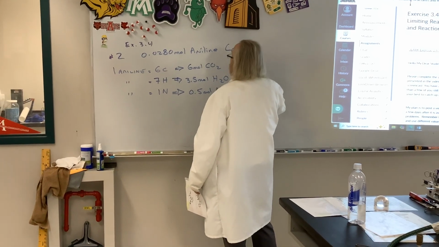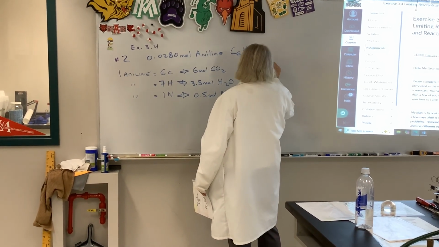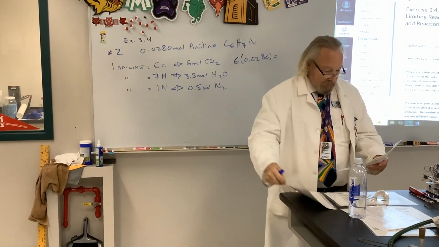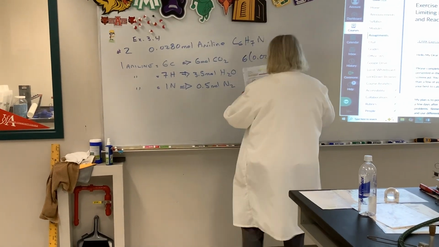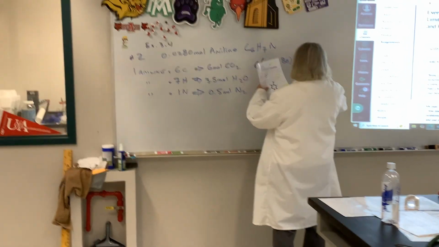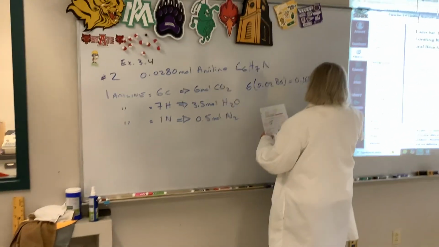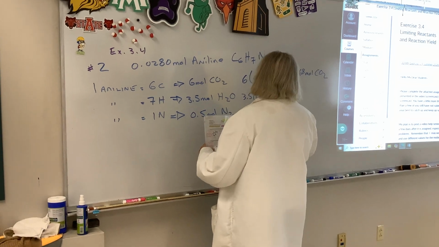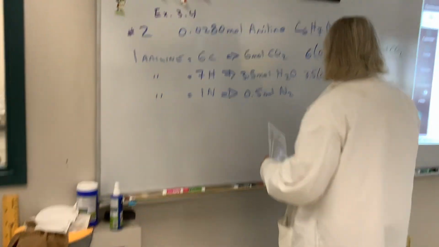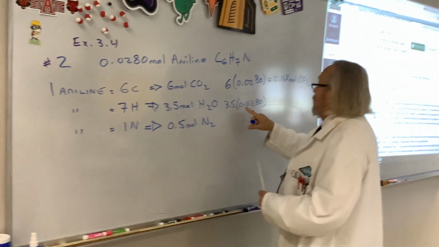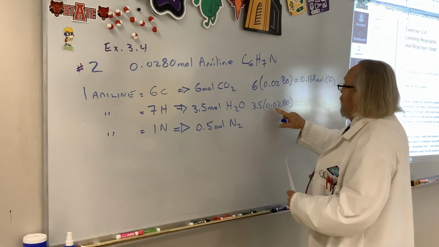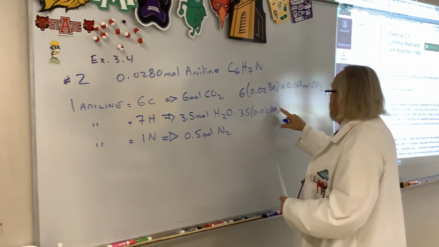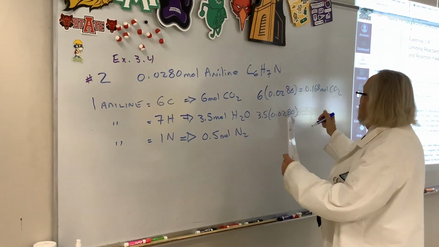6 times 0.0280 is going to give me, and let's have the math already done, 0.168 mole of carbon dioxide produced. And here, 3.5 times 0.0280. So this is 3.5 moles of H2O multiplied by 0.0280 mole of aniline, per mole of aniline.